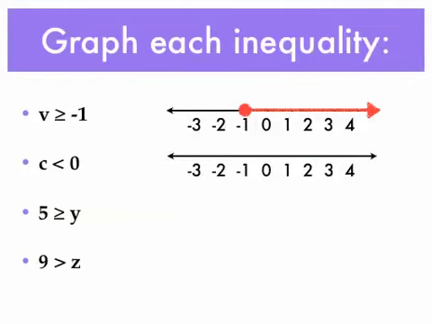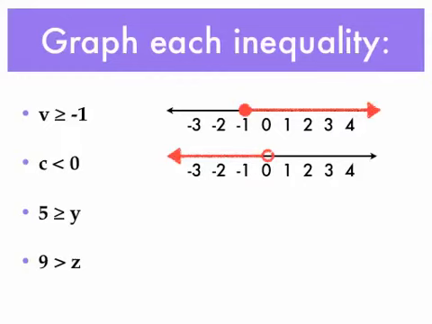The next example would be read C is less than 0. Again, I need to have a number line. If C is less than 0, that means that it can't be 0, so I need the open circle, and I need to shade to the left because the numbers to the left of 0 are less than 0.